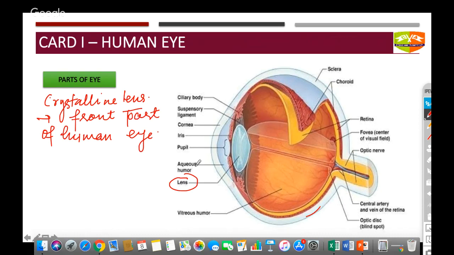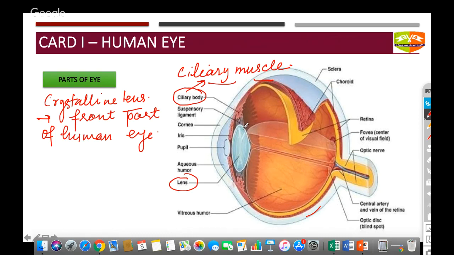Now look here, this particular part is known as the ciliary body or ciliary muscle. It is also called ciliary muscle. What is the role of the ciliary muscle? The role of the ciliary muscle is to control, or to vary, the focal length of this lens.